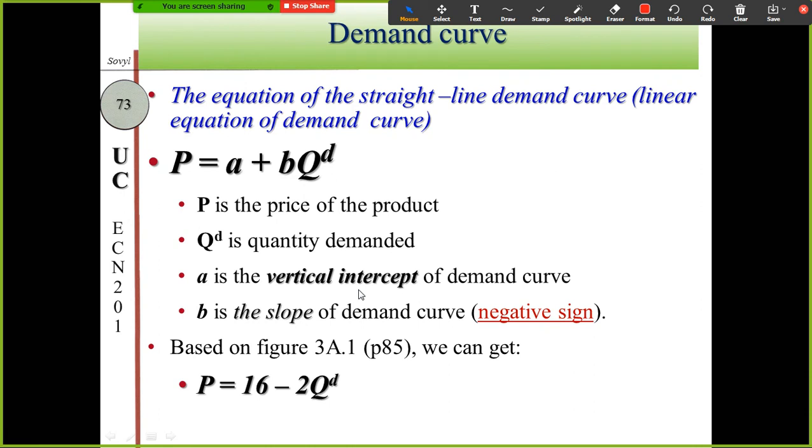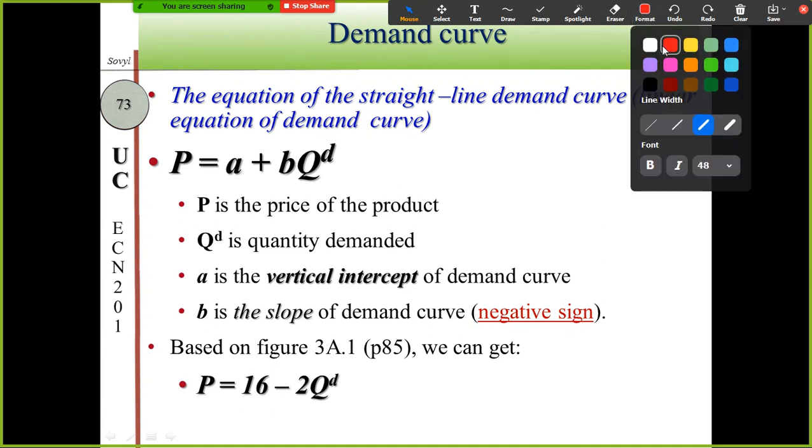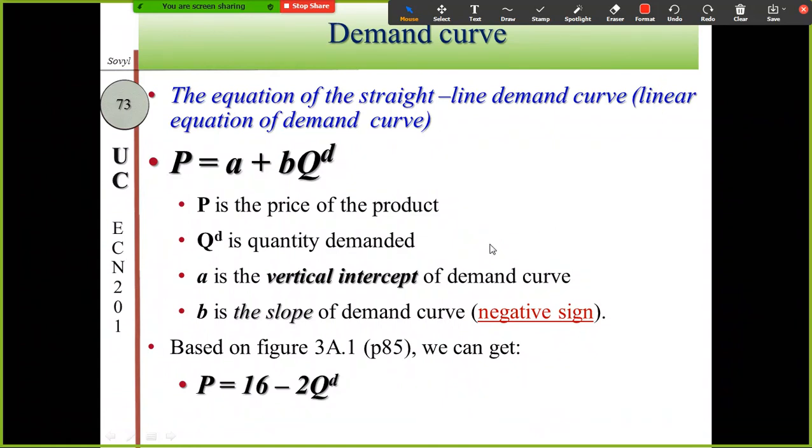Normally, from the previous appendix, it is a negative slope, and from the whole of chapter 3 we can see that the slope of the demand curve is negative. Why is it negative? Remember that this negative sign refers to the property of the demand curve. B, the slope of the demand curve, has a negative sign because it represents the property of the demand curve. Based on figure 3A.1 on page 85 of the textbook, you can get P equals 16 minus 2 QD. So this is a negative sign.